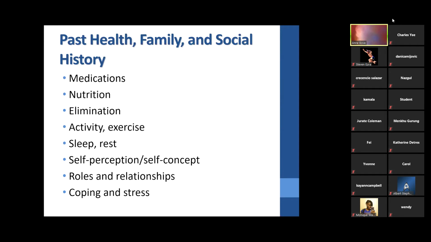In terms of past health and family histories, you look at what medications the patient is on, and nutrition. Remember, you're looking at cholesterol, fat in the diet, and subsequently gastric motility with regards to absorption, as we were talking about. What's their activity and exercise? Do they have good sleep and rest? What's their self-perception and self-concept, because that could also lend to activity and exercise, what stress they have in their lives, and their roles and relationships.